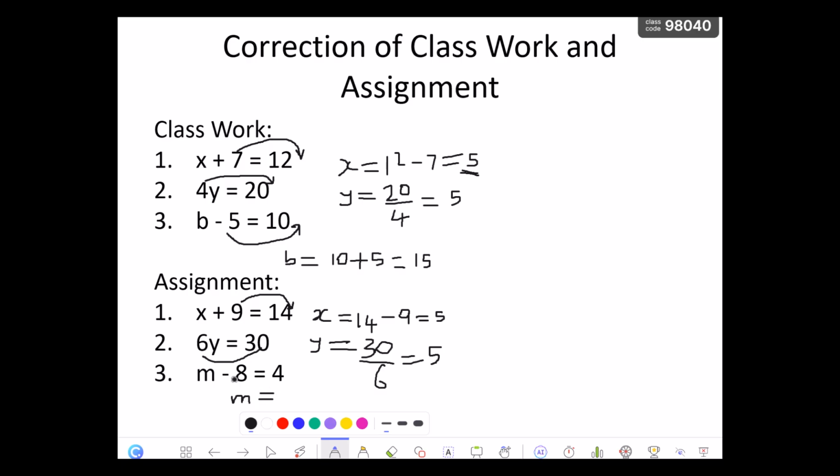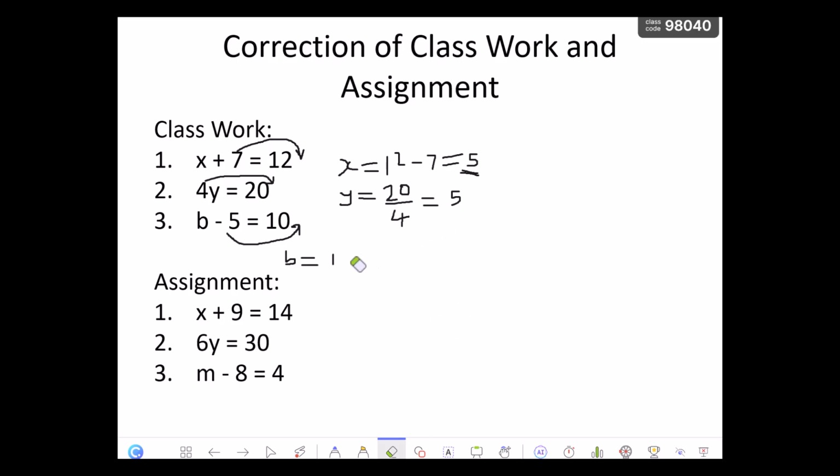Then the last question, which is number 3. M is going to be what? This 8 is negative 8. When 8 crosses over to this side, it will become positive, so it will become 4 plus 8, which gives us 12. So this is the correction of the assignment. You can go through it, understand it in case you missed the class or if you don't understand. So let me erase all this. That is that for correction. Copy it in your notebook if you missed any of the solutions of the classwork or the assignment. Copy the correction and we are through with the solution.